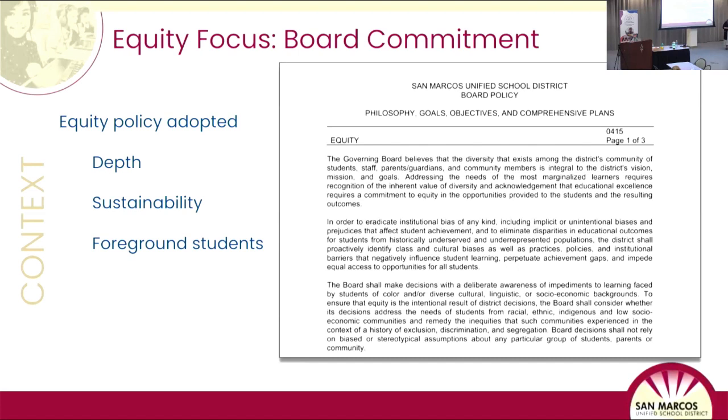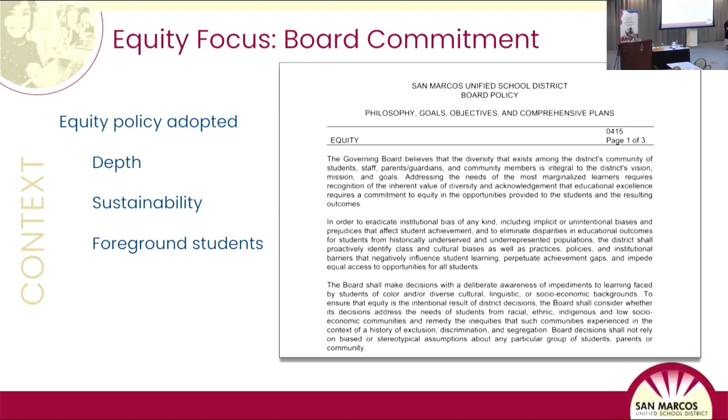Our board really wanted to take a step forward in our equity focus. So a few years ago, we adopted a board policy on equity. One of the things I talked to the board about, however, was that we don't just want to have words on a page. We don't just want to have a policy to have a policy. So our focus really was, if we are going to make a commitment to equity, then we're going to make the commitment: depth, sustainability, and a focus on students, foregrounding students in our equity work.